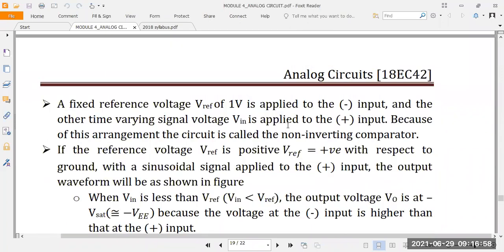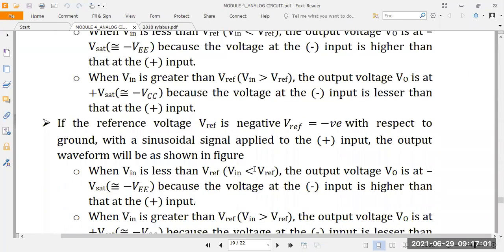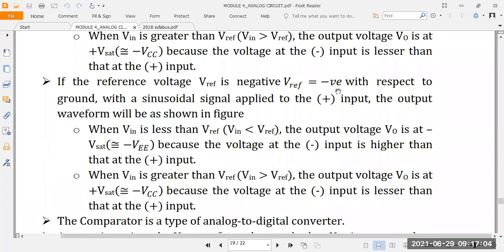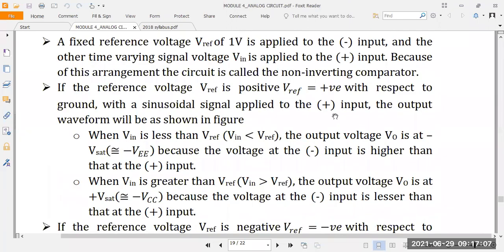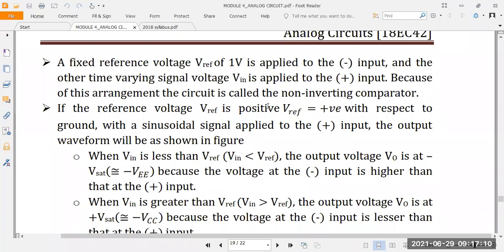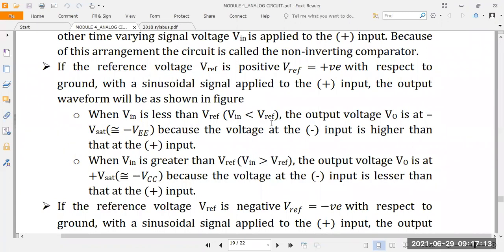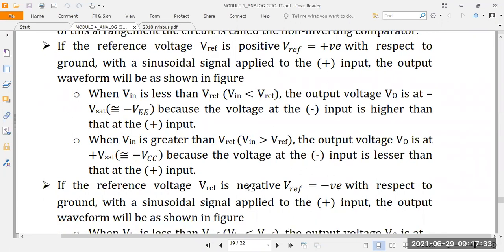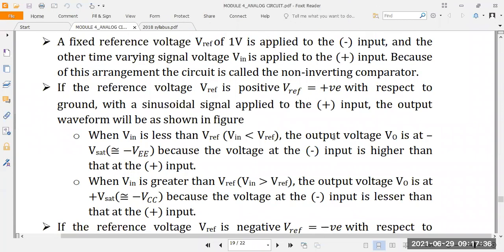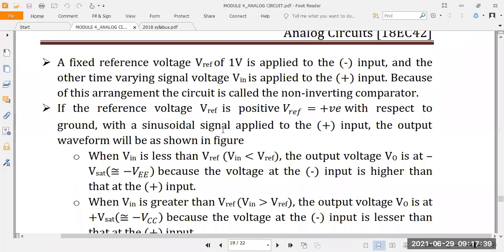Same thing, you have to give the explanation here. V reference, then a negative reference and a positive reference. When there is a positive reference here, when V in is less than the V reference, output voltage is V saturation, that is minus V, because the voltage at the negative input is higher than the positive input. Next, when V in is greater than the V reference, then you take minus VCC. So the negative input is less than the positive input. Same explanation they have given you. We'll go through the notes here for the explanation.